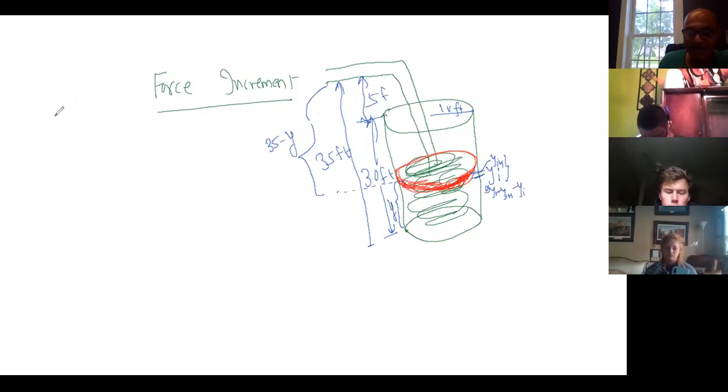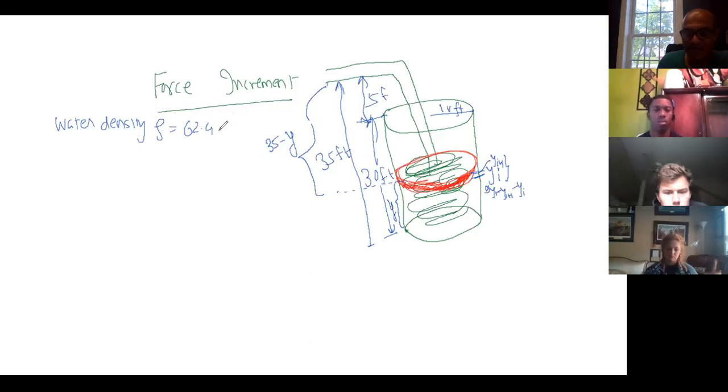So my example, I can start like this. Water density, that is given by rho, and that is equal to 62.4. It's a standard density. All these numbers are fixed, they come from chemistry. 62.4, and the unit is lb per feet cube. You have to mention all your units, lb per feet cube.